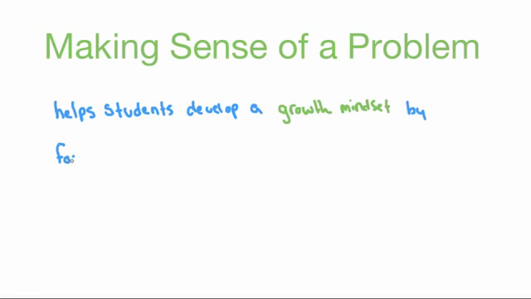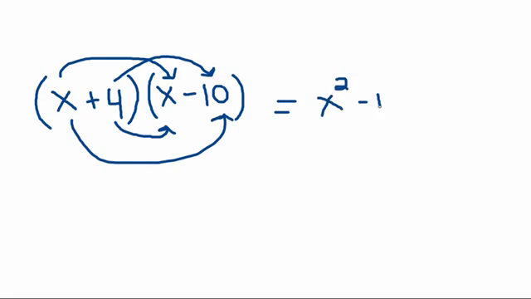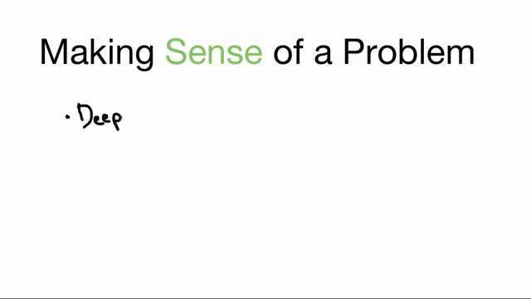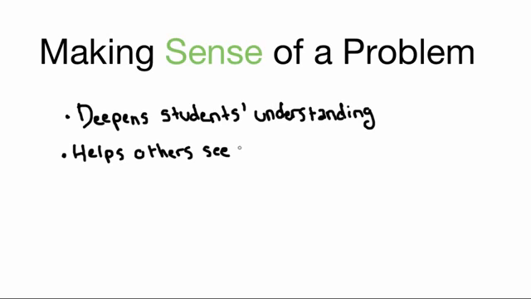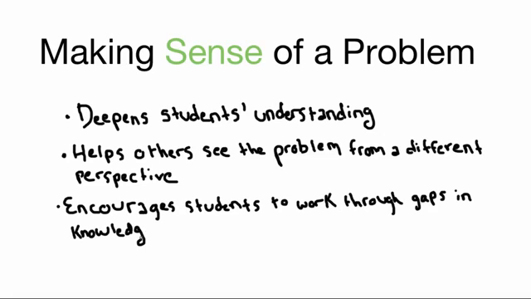Making sense of a problem helps students develop a growth mindset by focusing them on their understanding, rather than on just getting the correct answer. Often, students learn a math rule without understanding why the rule makes sense. Making sense of a problem deepens students' understanding of the material, helps other students in the class see the problem from a different perspective, and encourages students to work through their misunderstandings and gaps in knowledge by making and learning from their mistakes. Next, watch Kathy Humphreys, a math teacher, help her students make sense of a problem, and hear from Professor Joe Bowler.